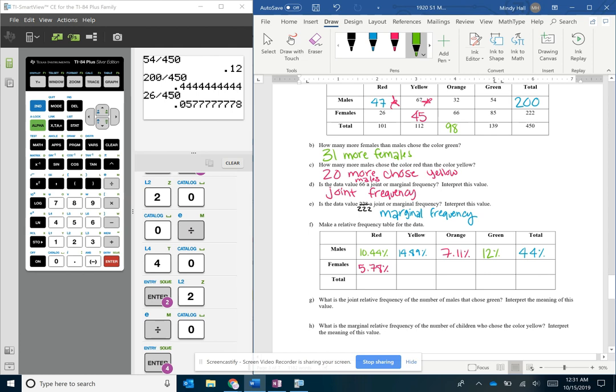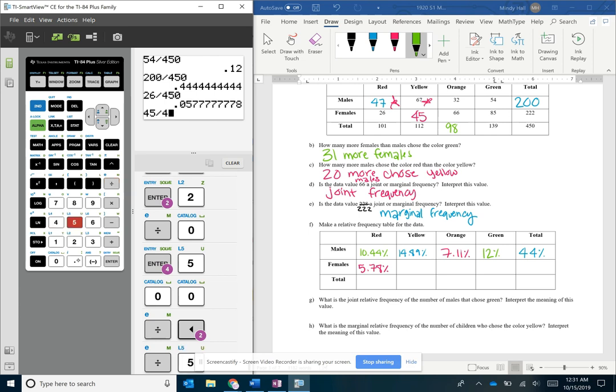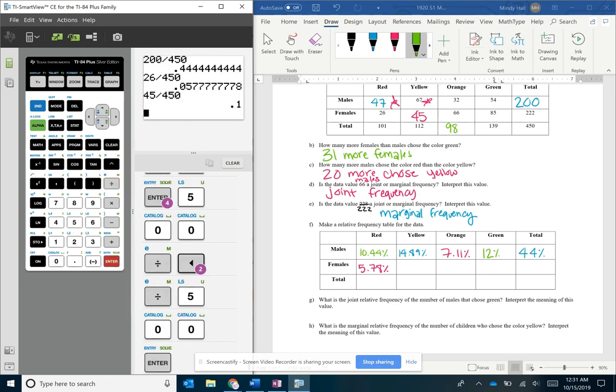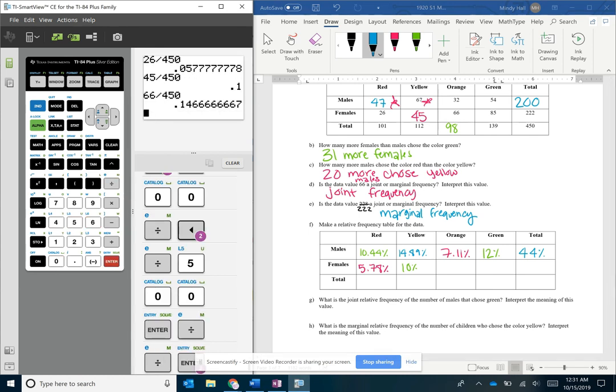To get my yellow, we are going to get 45 divided by 450, which should be, I want to say 0.1. Oops. There we go. Yes, it is. So that is 10%. Then we have 66 divided by 450. And some of you I know are just annoyed with calculator work. It is all good. It is almost over. That gives you 14.67%.